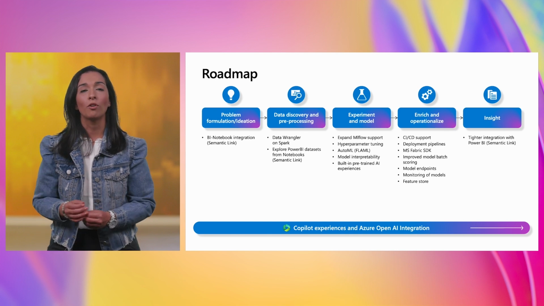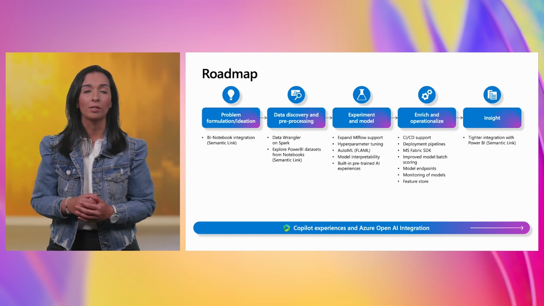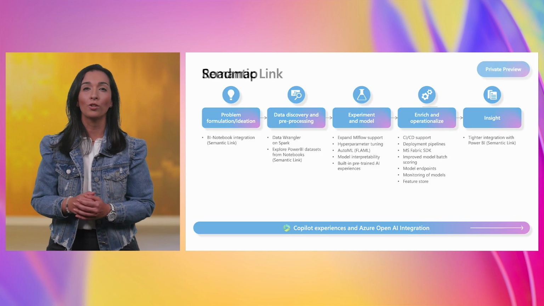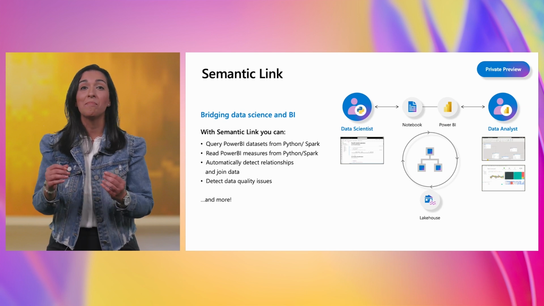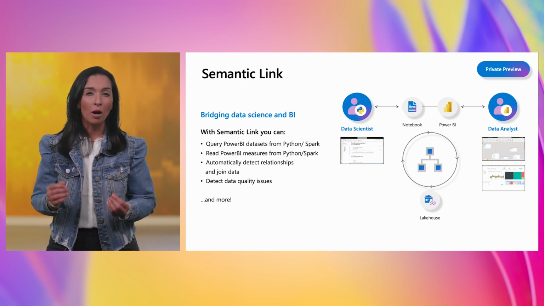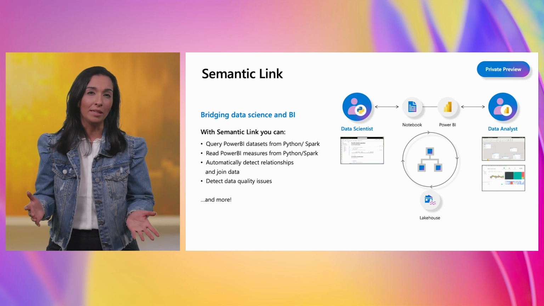We don't have time to cover all of these roadmap items in depth, but there are a few I wanted to specifically highlight. Let's start with Semantic Link. One new capability in Microsoft Fabric we're really excited about is Semantic Link, which offers a powerful toolset to bridge data science and BI. But what does this mean?